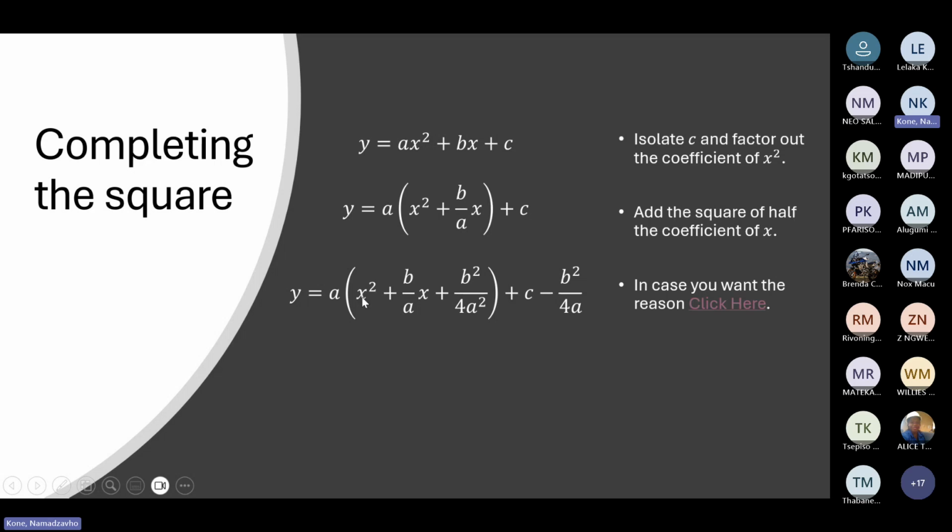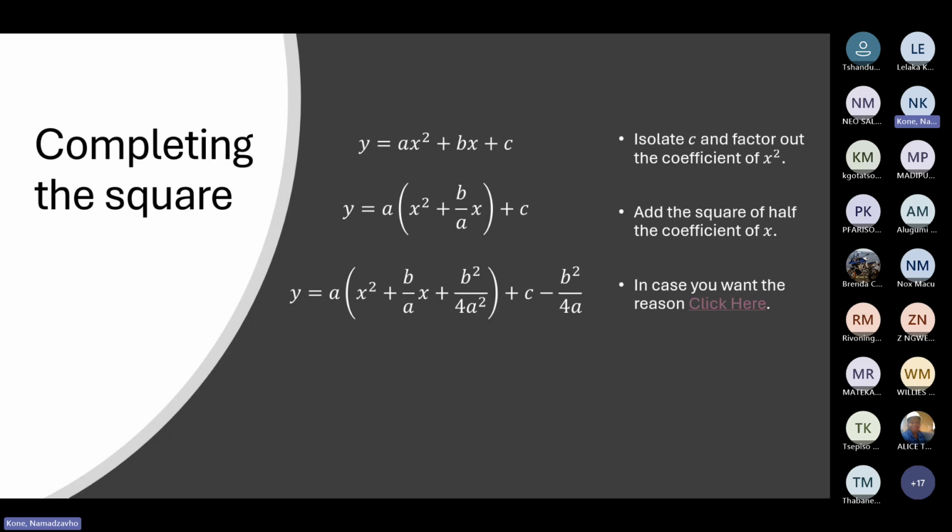The first one must be an x squared. The second one must have a coefficient. Whichever coefficient you have, you don't have to worry about it. You just take it as it is, multiply it by half, and square the result, then add it onto the expression. When you have done that, you have created a perfect square. From there, when you factorize this perfect square, it will be x plus b over 2a into x plus b over 2a all the time. That is how we come to this conclusion.